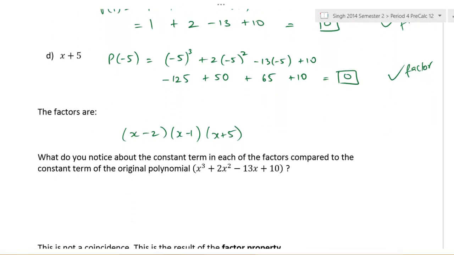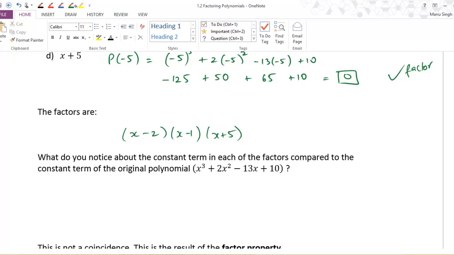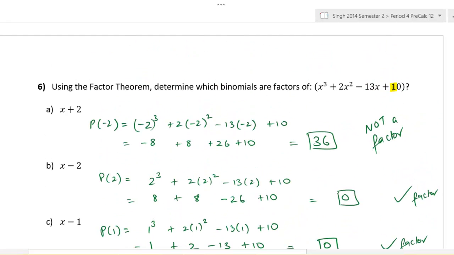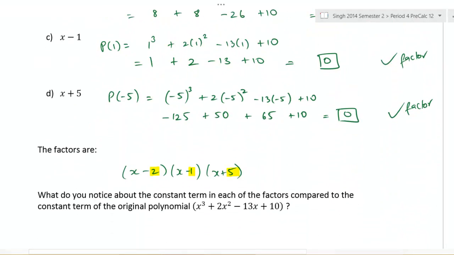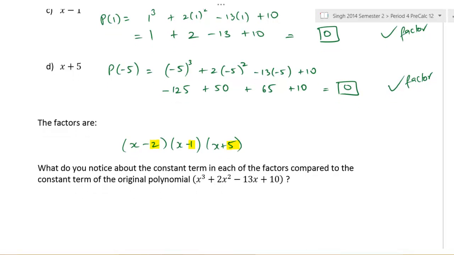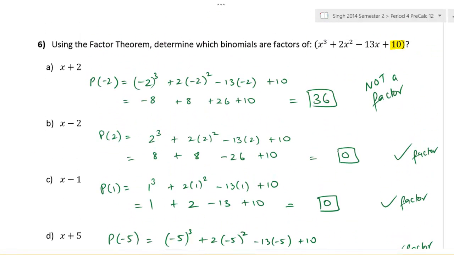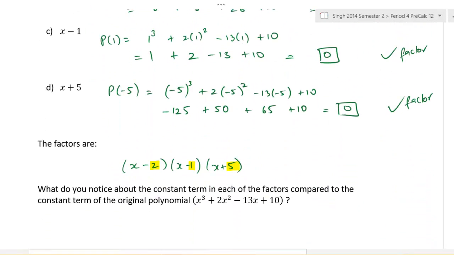What do you notice about the constant term in each of the factors compared to the constant term of the original polynomial? So what I'm getting you to compare is these terms over here, the constant term in each of the factors, compared to the constant term in the original polynomial. Take a moment, think about it. What do you notice about those terms 2, 1, and 5 compared to 10? And hopefully you will have realized that -2, -1, and +5 are all factors of 10. They're all factors of 10. 2, 1, and 5 are all factors of 10.